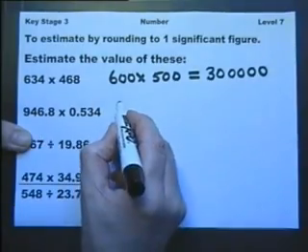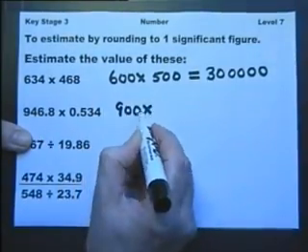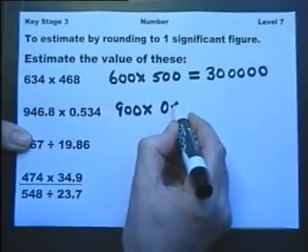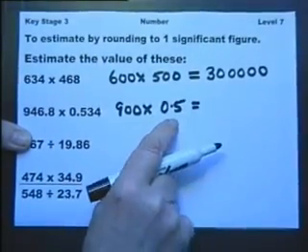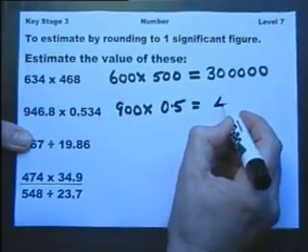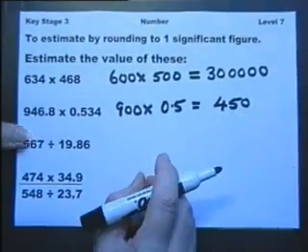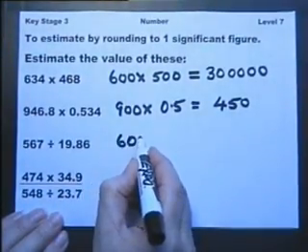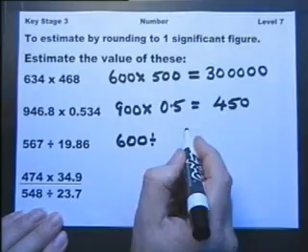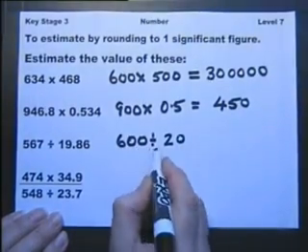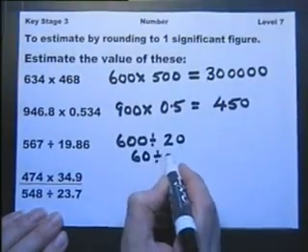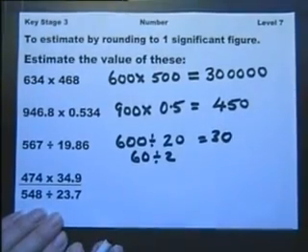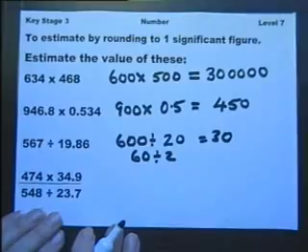946.8 to one significant figure, multiplied by 0.534 to one significant figure. 0.5 is a half of 900, 450. One significant figure, one significant figure. And that is the same as this, and therefore the answer is 30. The whole point of an approximation is that we can do it in our heads.